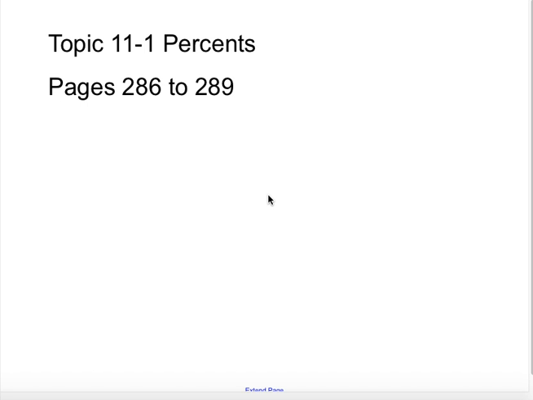Today what we're going to do is go over topic 11.1. It will be found on pages 286 to 289 in your book. Why don't you open your book right now and we will get started with the lesson.